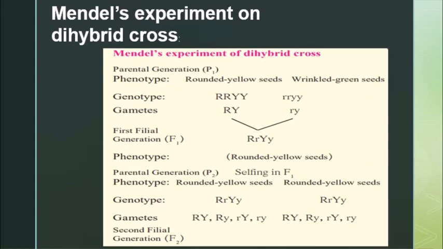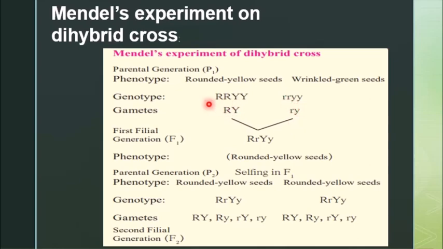Next is the Mendel experiment on dihybrid cross. As it is a dihybrid cross, we are taking two contrasting characters. First is rounded yellow seeds and second is wrinkled green seeds. As it is rounded yellow seeds, the genotype is capital R, capital R, capital Y, capital Y. And as it is wrinkled green seeds, the genotype is small r, small r, small y, small y.